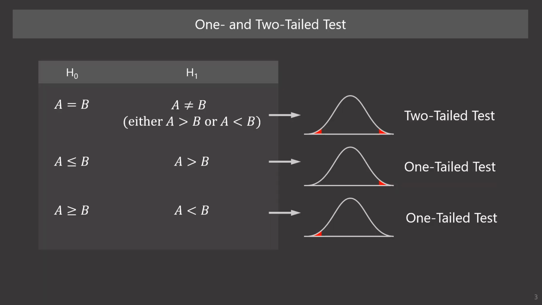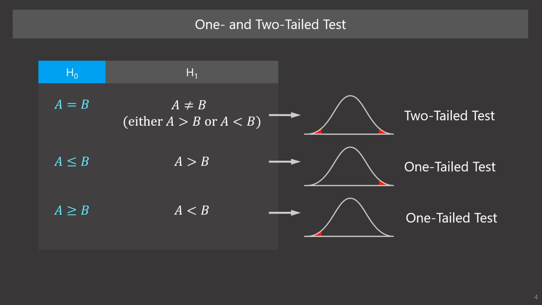The final step of hypothesis testing is determining whether we can reject a null hypothesis or not. We can do it by either one-tailed test or two-tailed test. As you know, a null hypothesis expresses the size relationship that contains an equal sign. So, it expresses that A equals B, A is larger than or equal to B, or A is smaller than or equal to B.